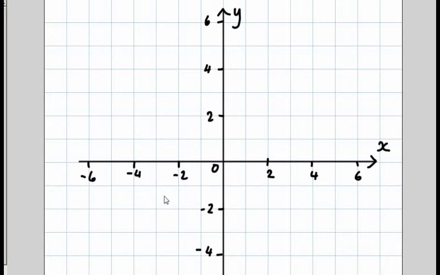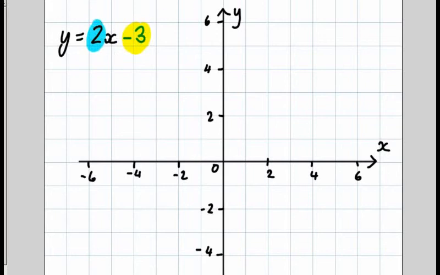I'm going to show you how to quickly draw a straight line graph. Let's look at a very straightforward one. We're going to draw the graph of y equals 2x minus 3. And the two most important bits of information are the number that's added on or subtracted, in this case at the end, and the number in front of x.